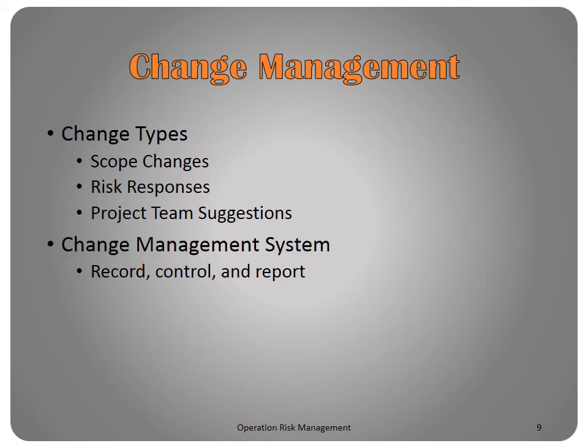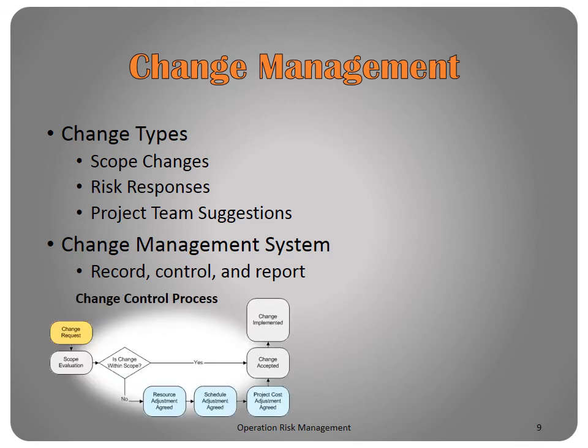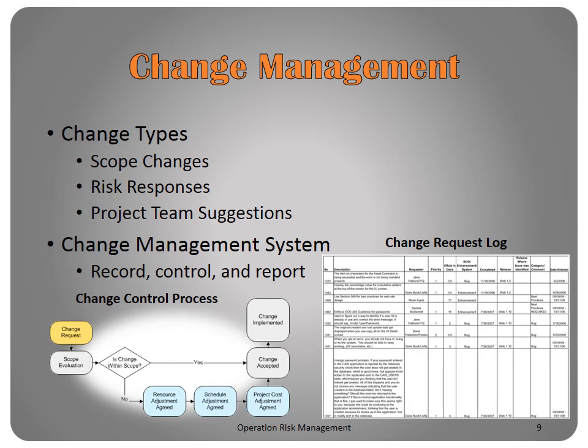Project managers use a change management system to record, control, and report on changes to the project. A change control process is used to decide how to handle new changes. And a change request log is used to track the status and implementation of changes.